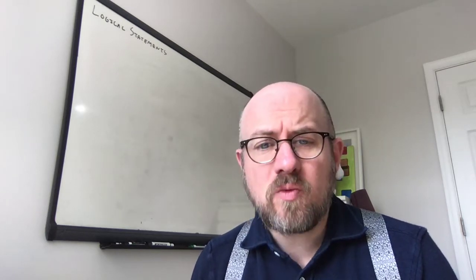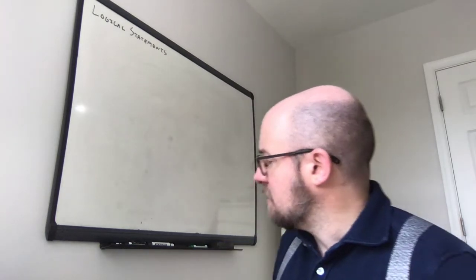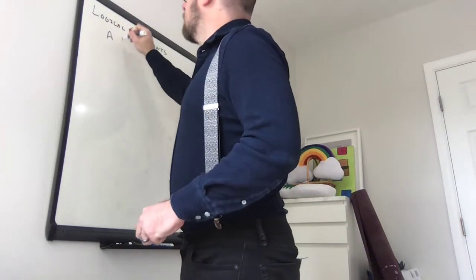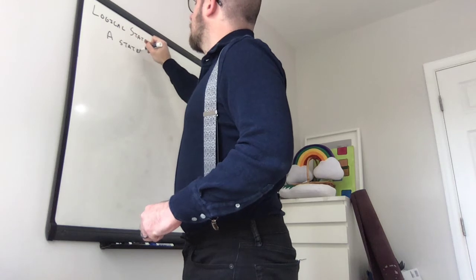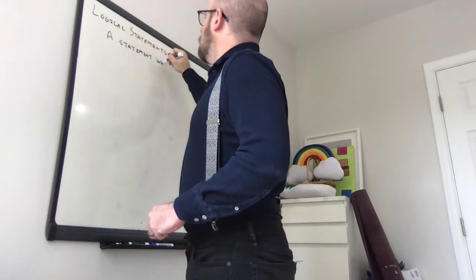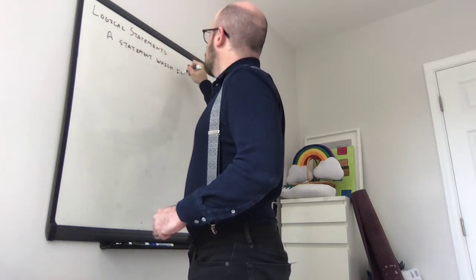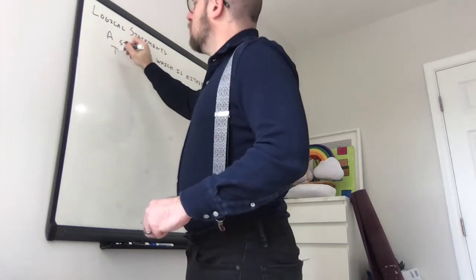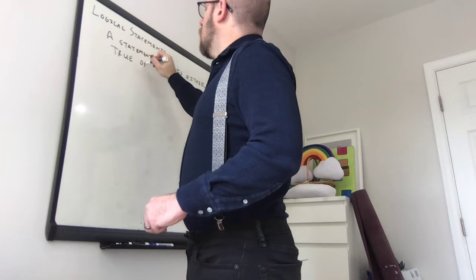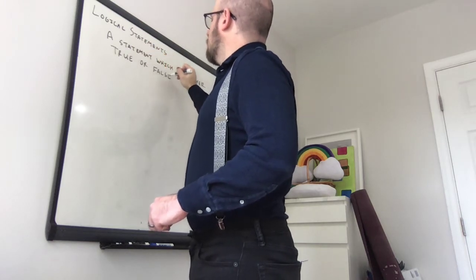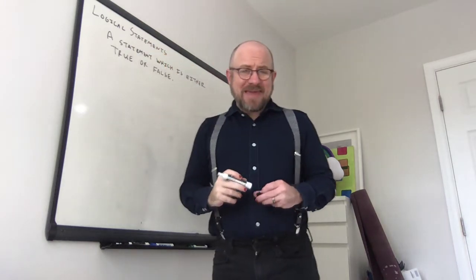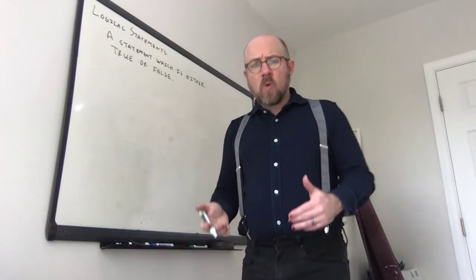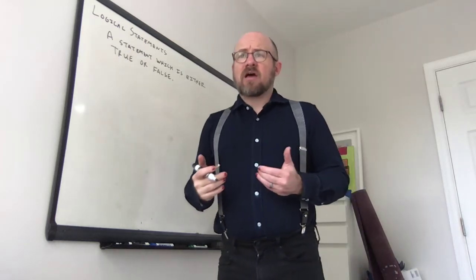And so we're going to start with the idea of a logical statement. So a logical statement is a statement which is either true or false. Okay? So it can be demonstrated that it's true or false. We may not actually know whether it's true or false.